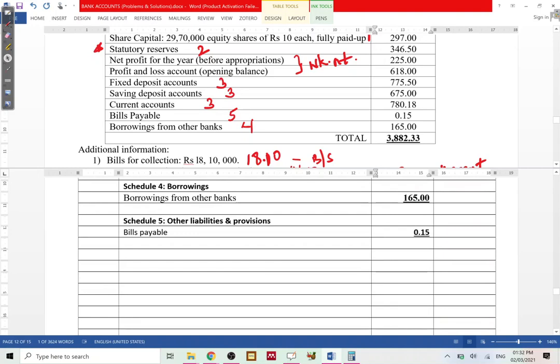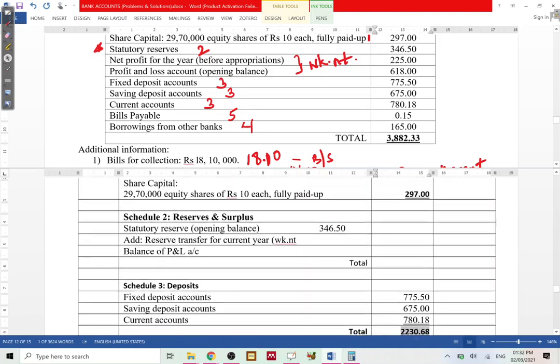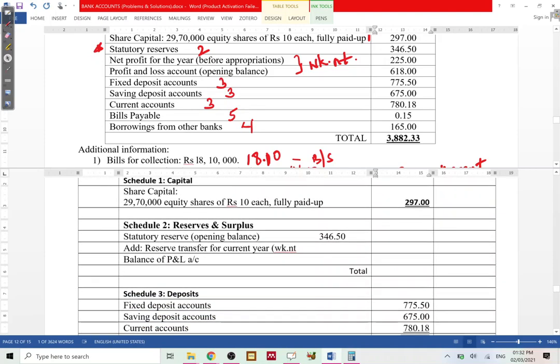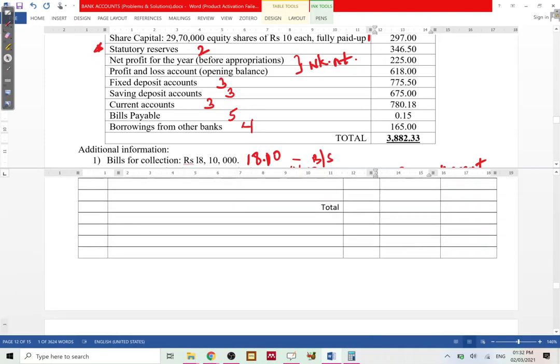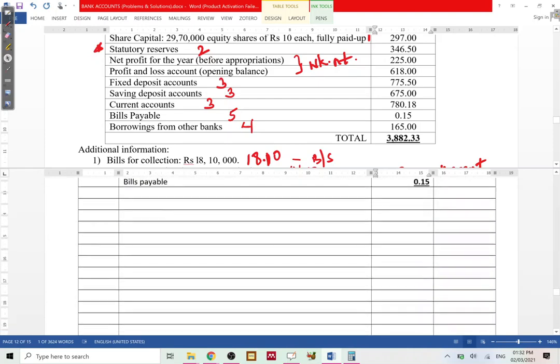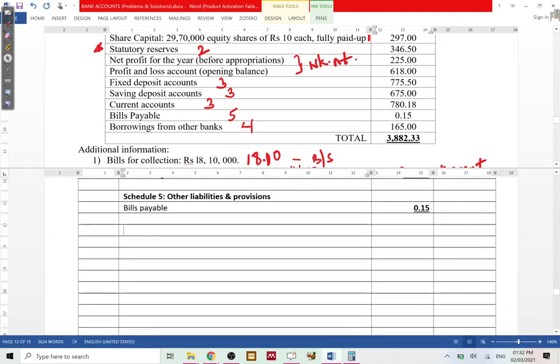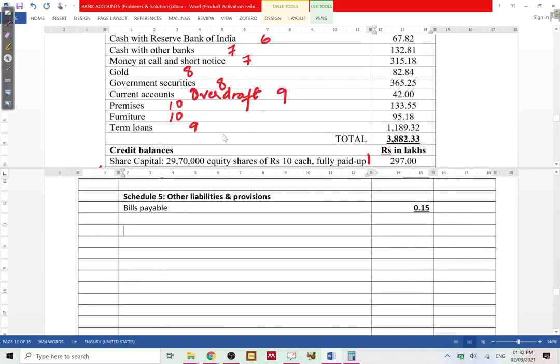So those were all the notes for the balance sheet, all the schedules for the balance sheet, and accordingly these amounts will be later transferred. We will not mix it up right now. For now we will only do the different schedules that we have.